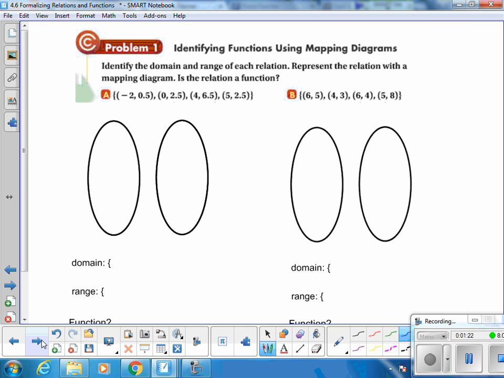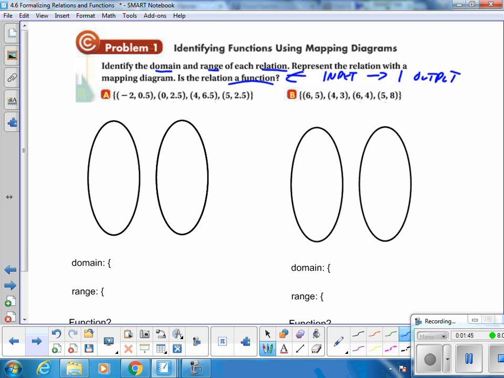So we're going to identify functions. I'm going to use a mapping diagram to do that. So we're going to identify the domain and the range of each relation, and that's going to help us determine if it's a function. Now remember, a function has an input with exactly one output. So let's see how that plays out.